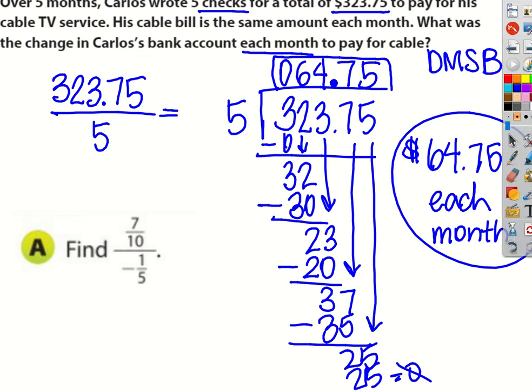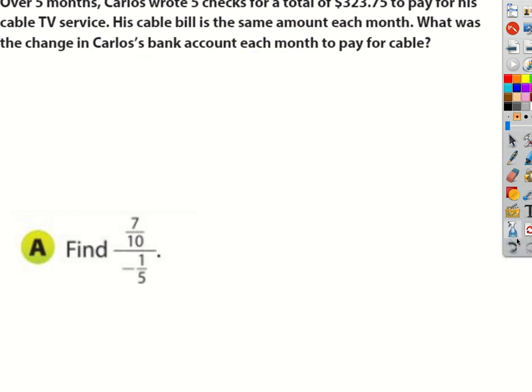Okay? All right, looking at example A. Now we're going to talk about dividing fractions. Some of you may have learned this, some of you may not have learned this, okay? So when you're dividing fractions, the first thing you want to understand is that's a division problem.